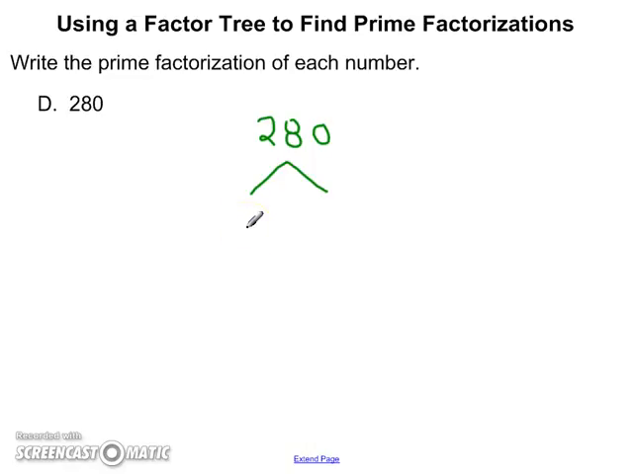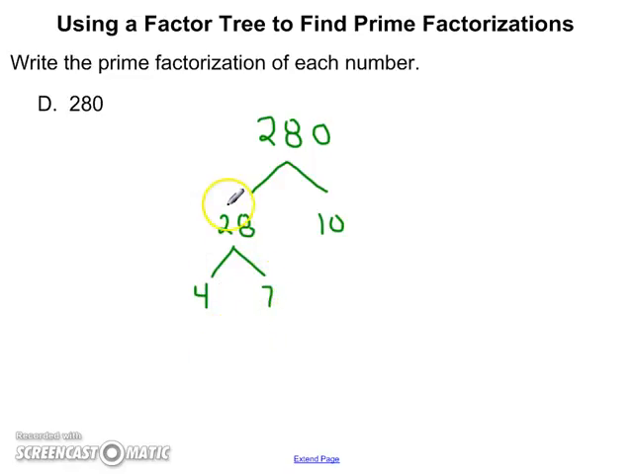So, 280. Well, I'm going to start by going 28 times 10. I know that numbers that end in 0 divide evenly by 10, and so I know that 280 is 28 times 10. Now, you could have very easily gone 140 times 2, but I chose 28 times 10. So, all right, 28, I know, is 4 times 7.